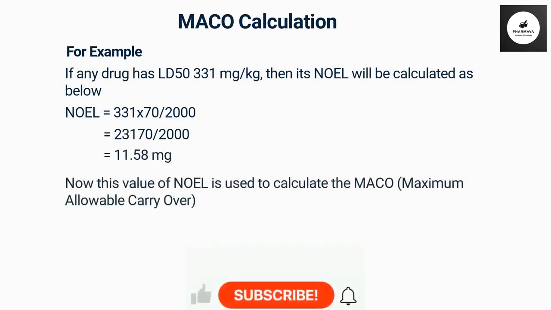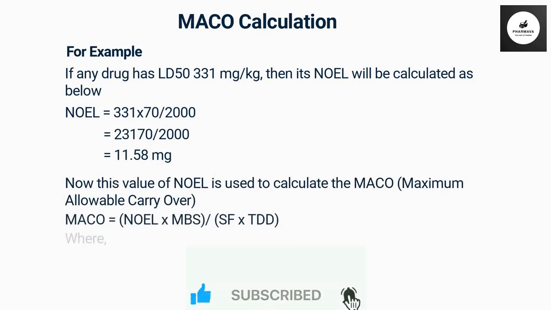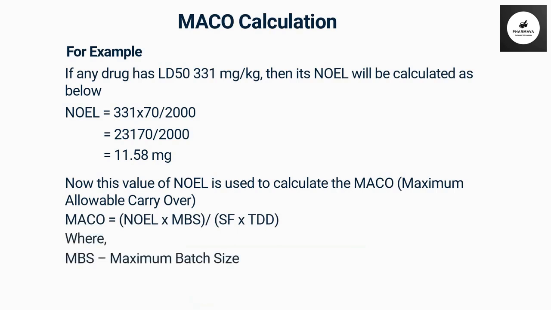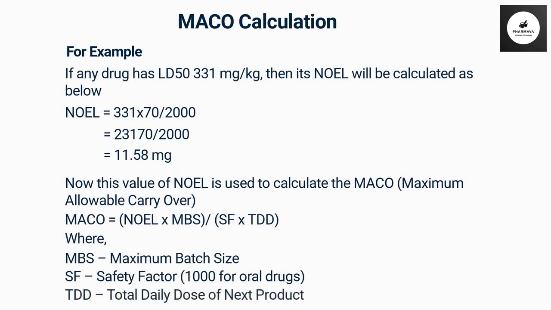Now this value of NOEL is used to calculate the MACO, maximum allowable carryover. MACO equals NOEL multiplied by MBS divided by SF multiplied by TDD, where MBS is maximum batch size, SF is safety factor, 1000 for oral drugs, TDD is total daily dose of next product.